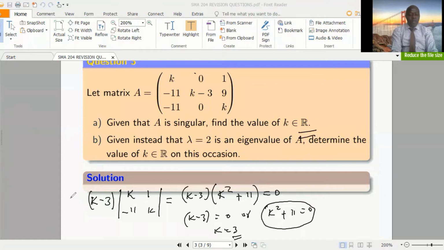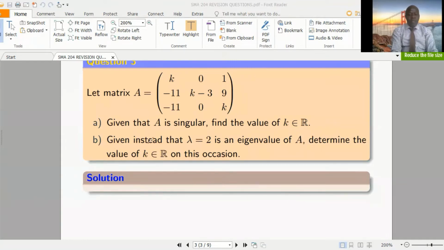Question A was answered because it wanted us to find a real number K that will give us a determinant of 0. So if you were to place 3 where K is, here and here, you would realize that this determinant would then be 0. Now let's look at the next question, B. Question B says that given that 2 is an eigenvalue for this matrix, determine the value of K.